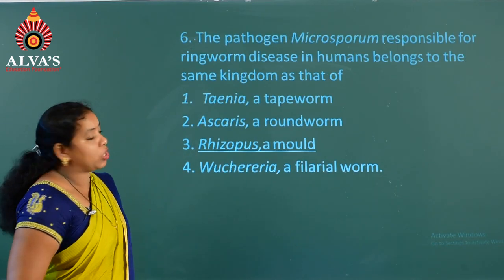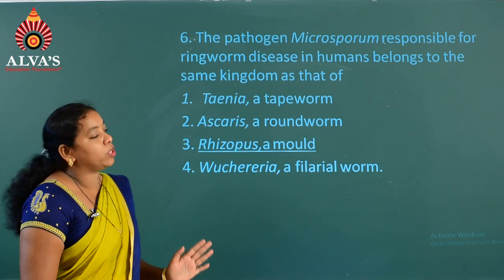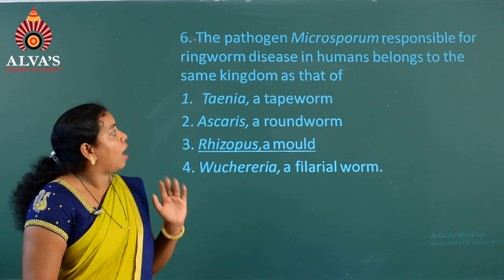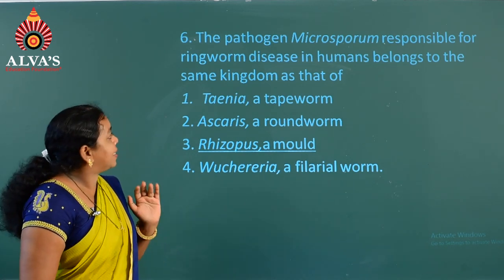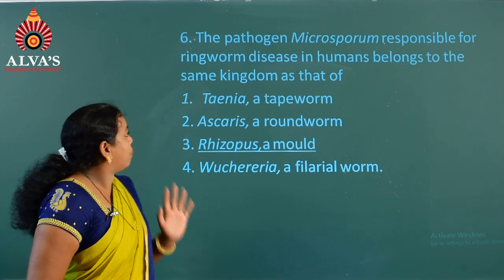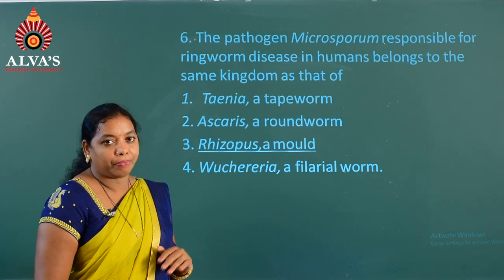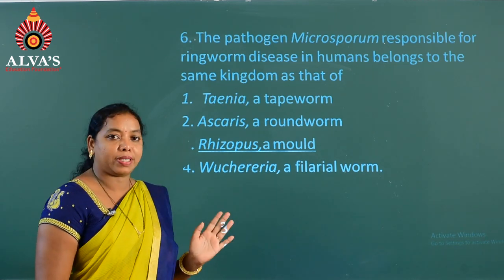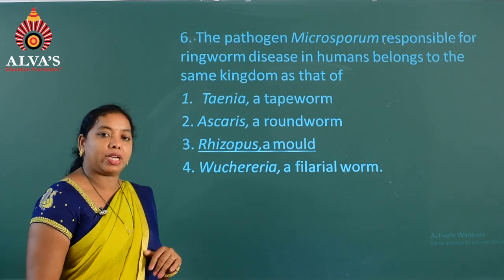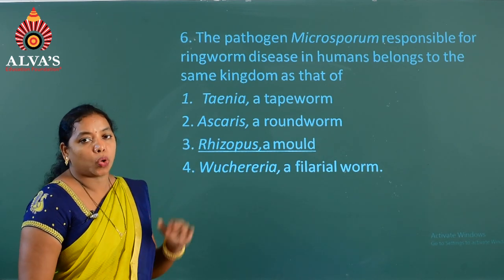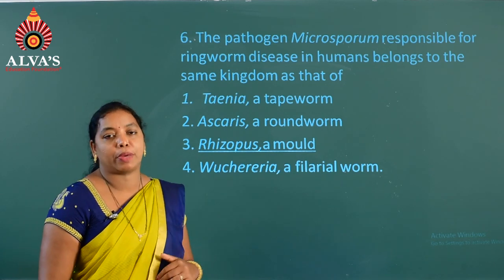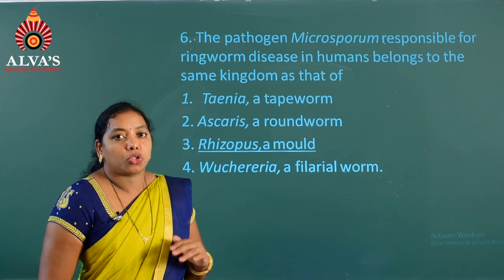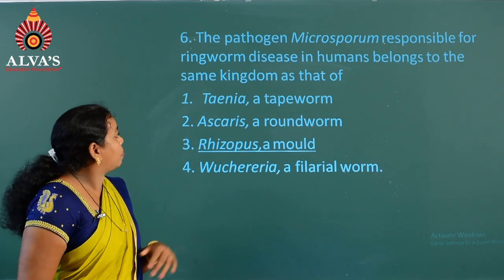I am going to discuss question number 6. The pathogen Microsporum, responsible for the disease ringworm in humans, belongs to the same kingdom as that of: the first one, Taenia, a tapeworm; the second option, Ascaris, a roundworm; the third one, Rhizopus, a mold; and the fourth one, Wuchereria, a filarial worm. So here we have to consider the Microsporum species and classify it into the right kingdom. So if you consider the first option, Taenia.